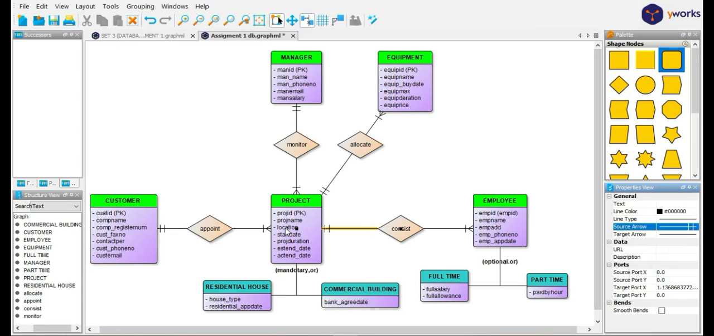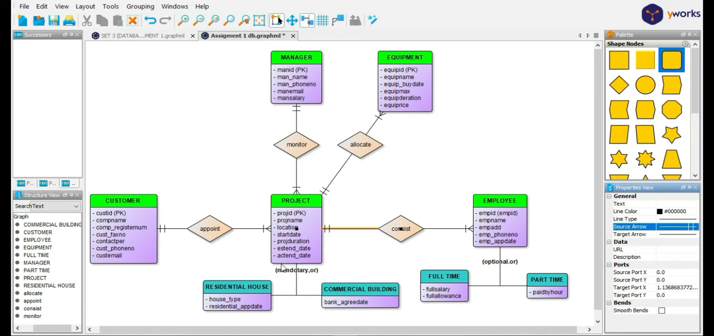The project will be monitored by a manager, and one manager can be appointed to monitor one project. That is many to one, and from manager to project is 1 to 1. Then each project will consist of many employees, and an employee will belong to one project. That is, project to employee is 1 to many, and employee to project is 1 to 1.